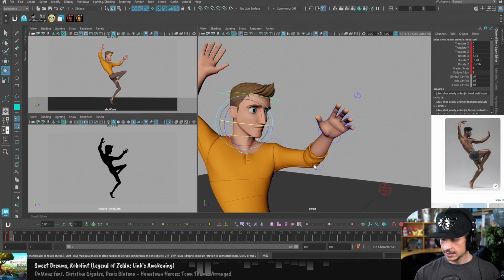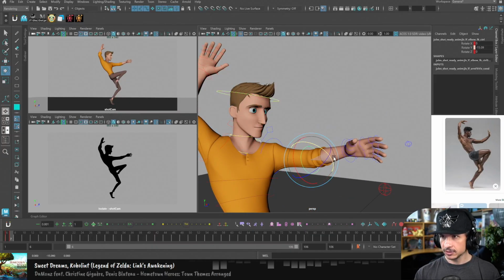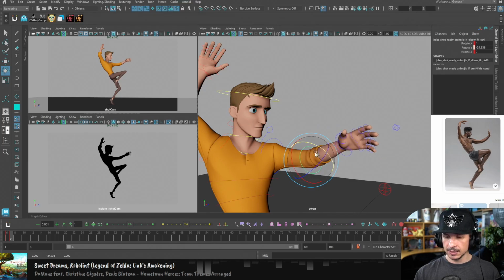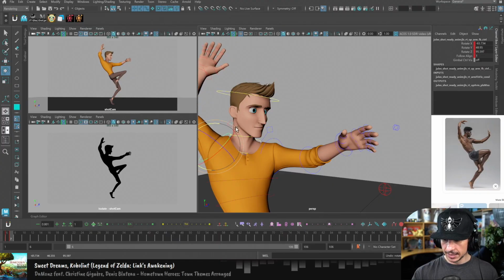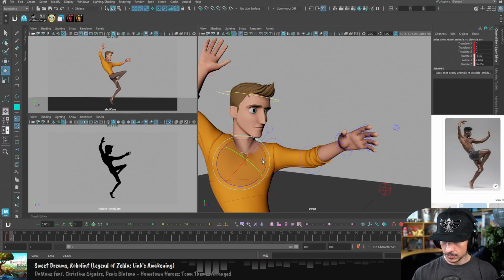Like so. Let's get this arm a little straighter so we have that visual contrast. Okay, and I feel like this could go a little higher here with the clavicle. Really push that.